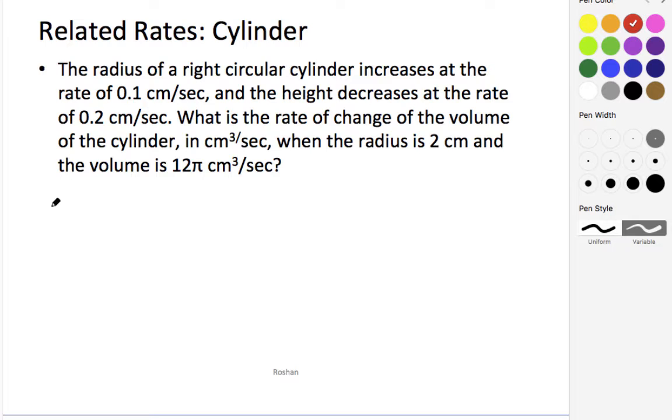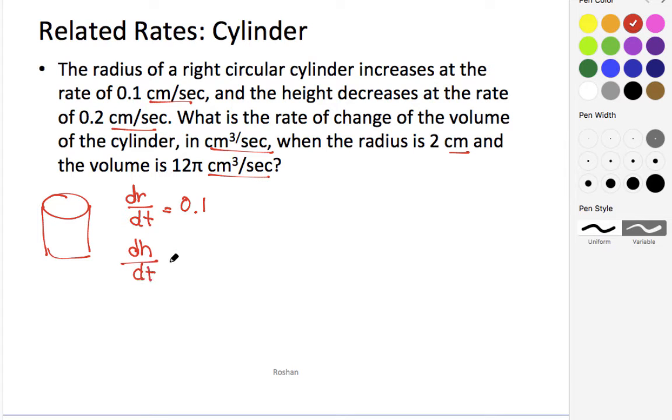So the radius of a right circular cylinder, so I'm going to just draw the cylinder. The radius increases at a rate, so that's my dr dt, 0.01, and let me just check my units. I have centimeters per second, centimeters per second, centimeters cubed per second, and centimeters. So I'm all in the same units. I'm good to go. Don't need to worry about that. So dr dt is 0.1, and the height decreases. So dh dt is negative because it's decreasing at 0.2 centimeters per second.